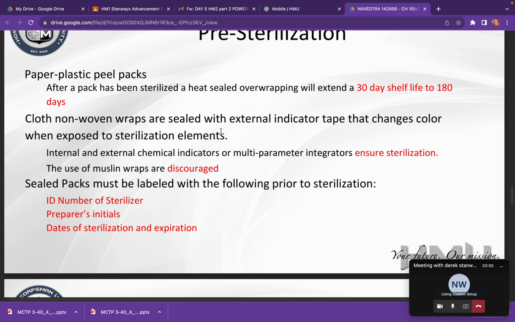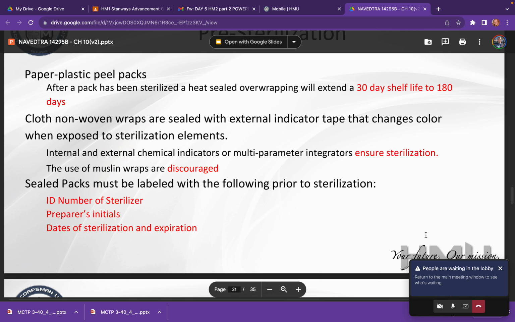I will say on this slide, I want to hit on this point that's in red that's kind of wrong. Your chemical indicators don't tell you that this item is sterilized. It just tells you that the sterilizer has met the parameters it's supposed to. So the time, temperature, and steam or heat, right? The biological indicator is the only thing that's going to confirm sterilization within that sterilizer.